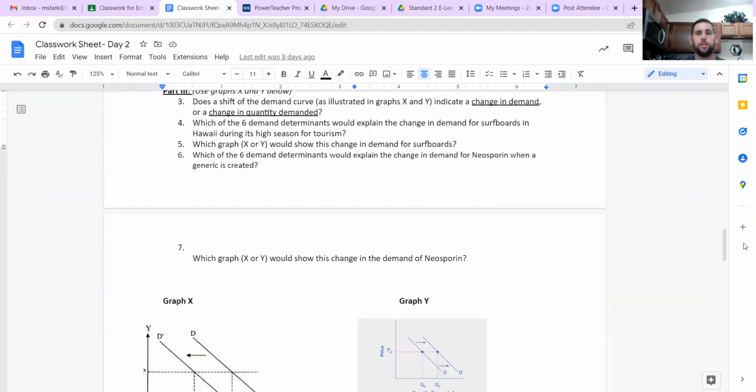It mentions change in demand for surfboards in Hawaii during its high season for tourism. Well, it doesn't mention price changing, so it's got to be one of those 6 determinants. Well, Hawaii during tourism season equals a lot more people. The determinant for that would be market size. It simply says the more people there are in an area, the more demand there's going to be. The less people there is in an area, the less demand there's going to be.